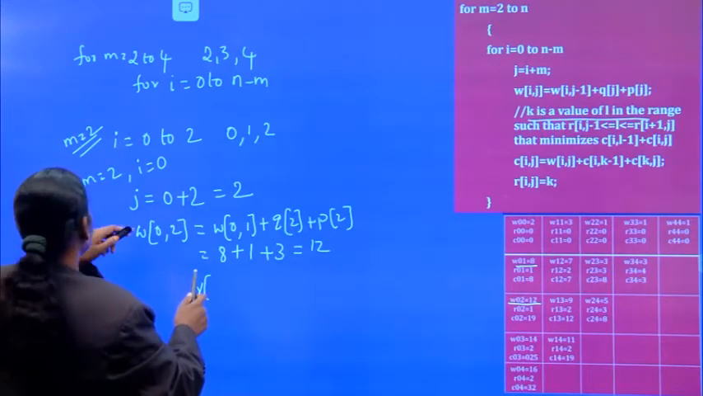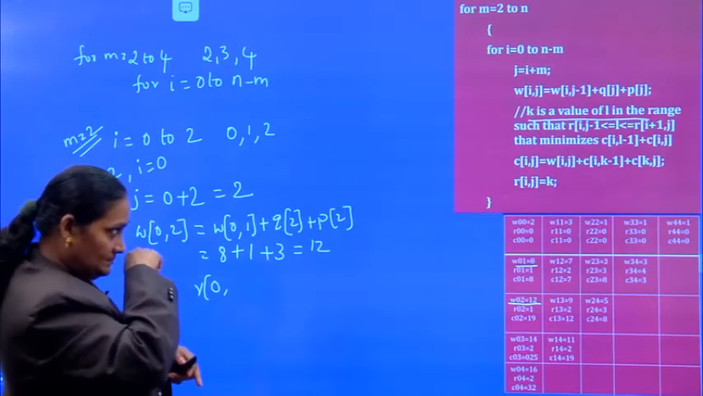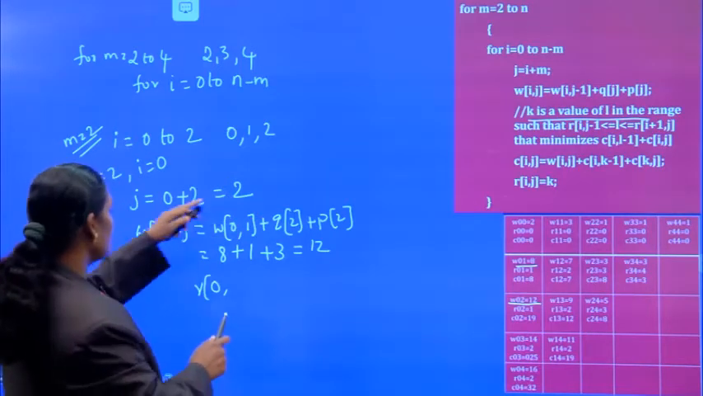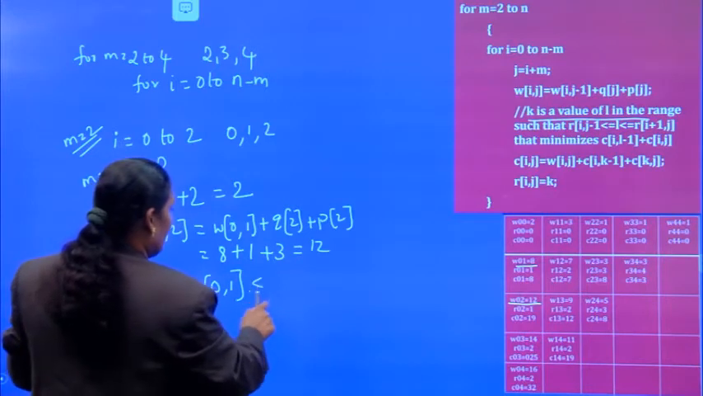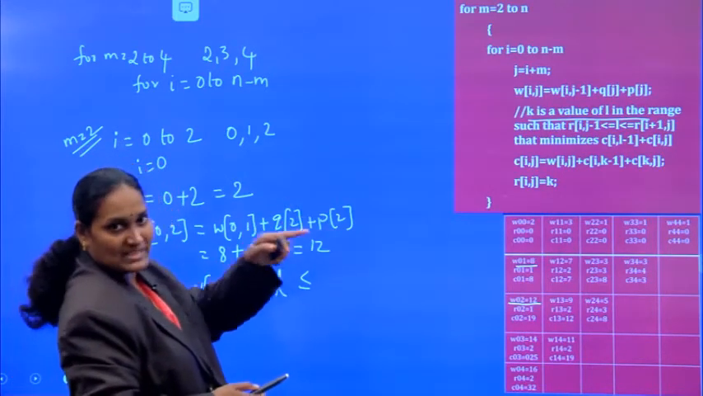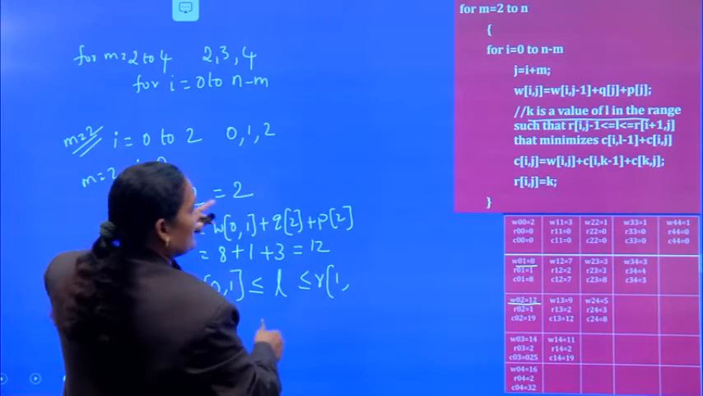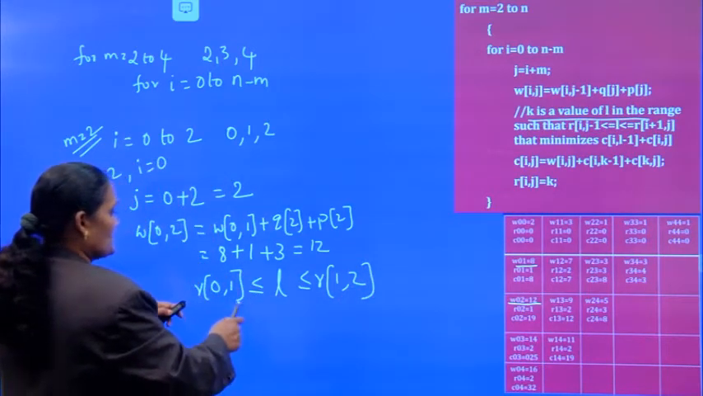Ij minus 1. What is I? I is 0 and j minus 1. J is 2, j minus 1 is 1. R01 less than or equal to L less than or equal to Ri plus 1 j. I plus 1. I is 0, I plus 1 means 1. J means 2. Now let us take these values.